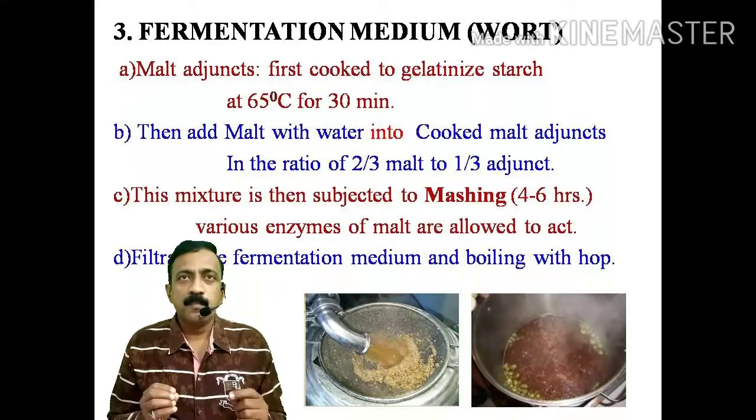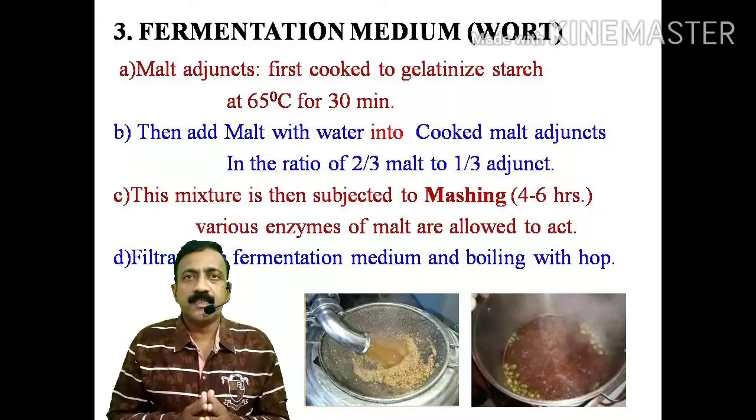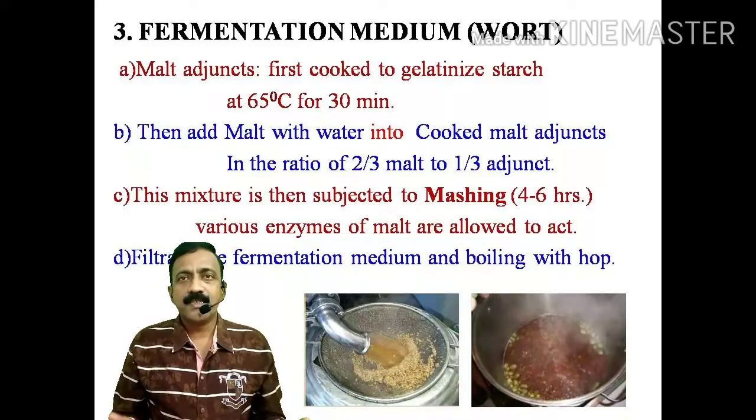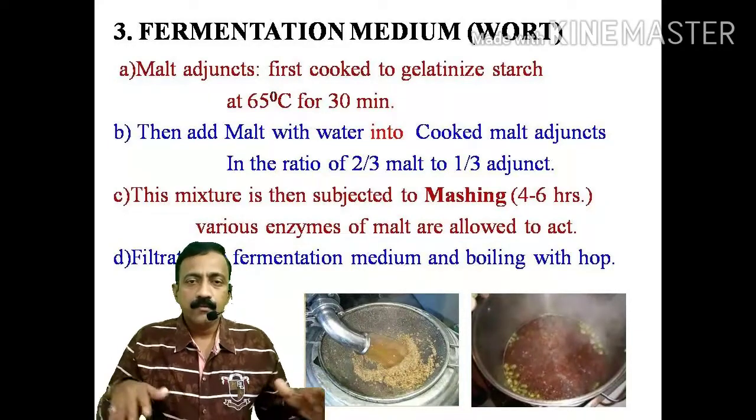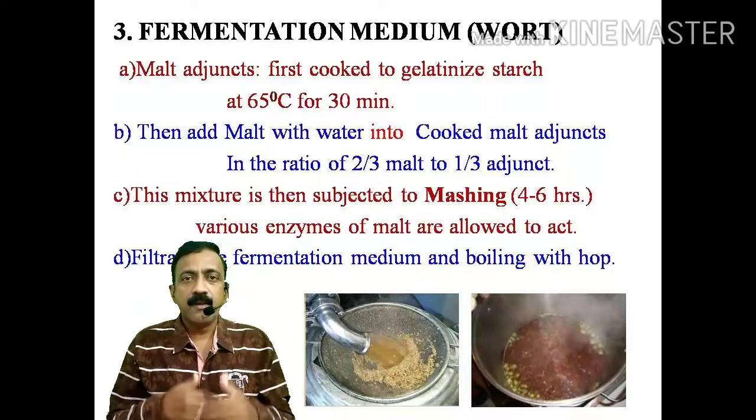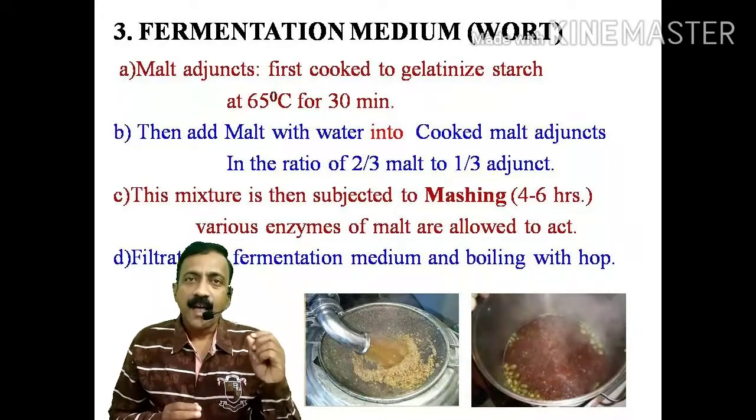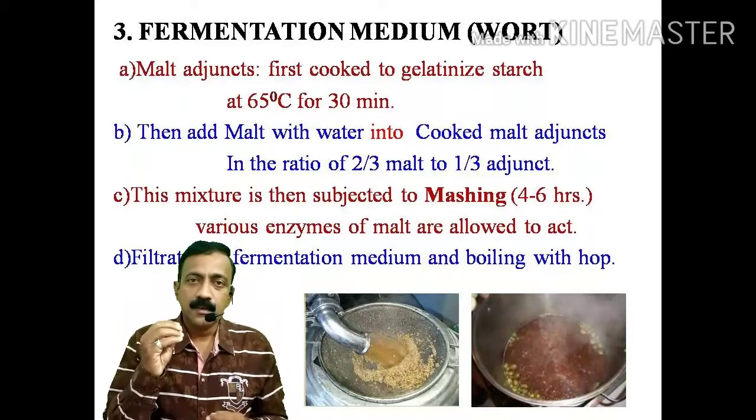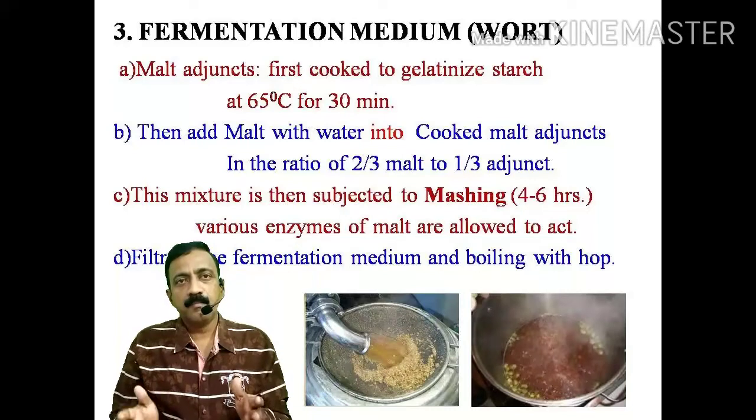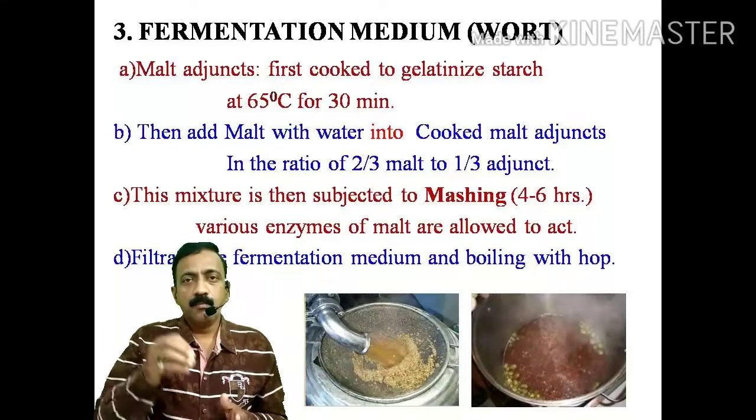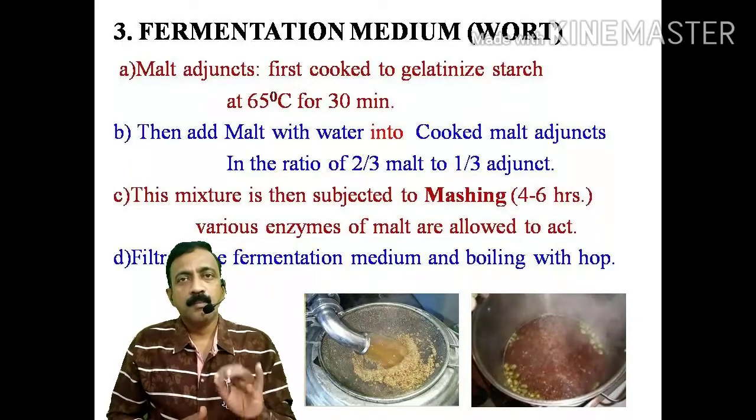The third step of wort preparation is mashing. It is a very important step. In mashing, the various enzymes present in the malt act on the malt adjunct and several reactions take place, and fermentable sugars are formed during the mashing. And the fourth step of wort preparation is, after filtration of the medium following mashing, you boil that medium with the hop flowers. That is the fourth step of wort preparation.